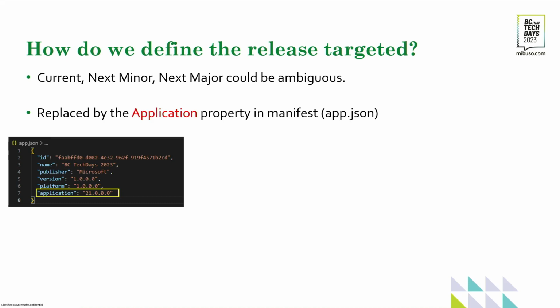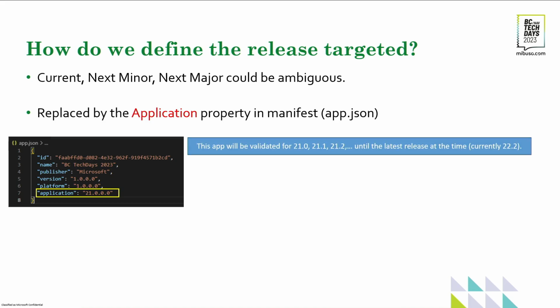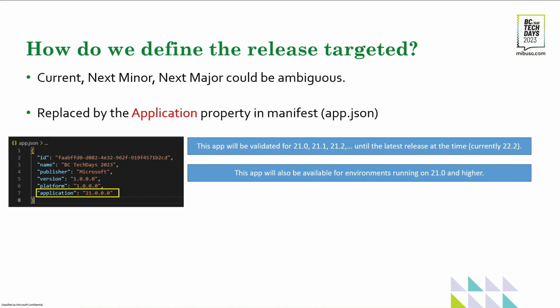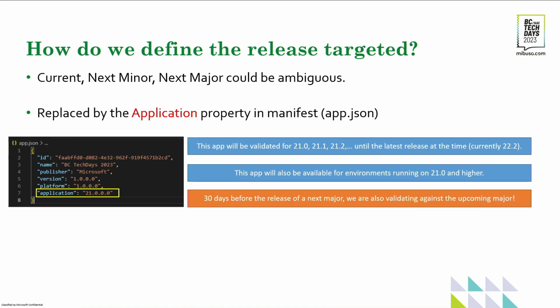And if we take an example here with 21.0 set, it means that the app will be validated from 21.0 and higher releases until the latest one at the time of submission. This also means that your app will be available for environments on those versions. It won't be available for environments that have a lower version of Business Central. And as a side note, 30 days before the release of the next major, we are also validating against this upcoming major, because we want to push all AppSource publishers to be ready for the next major so that the customer can upgrade as soon as possible whenever they have the possibility.